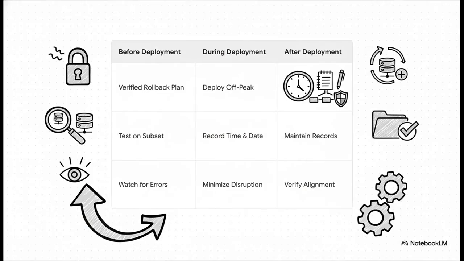What's so great about this is how it breaks down the practical, real-world steps. Before you even think about deploying, you have to have a verified rollback plan. Don't just assume you can undo it. Test the restore process so you know you can. During the deployment, schedule it for off-peak hours to keep disruptions to a minimum and document everything.